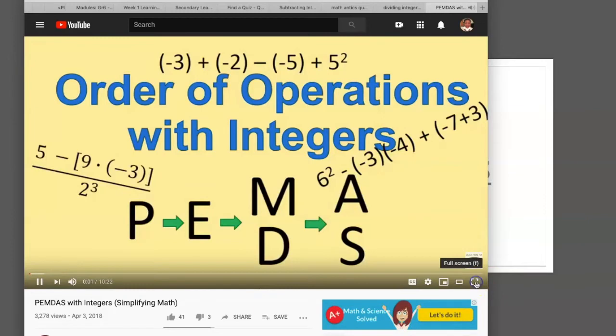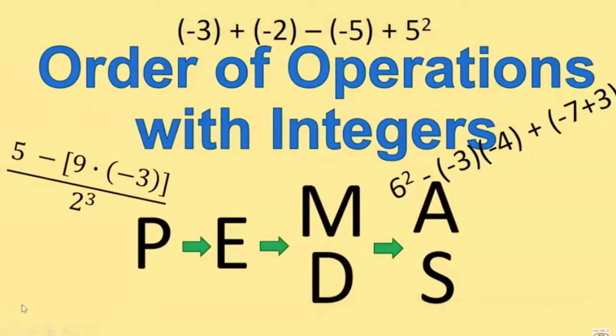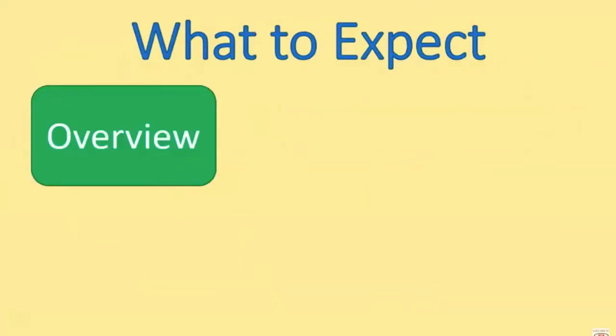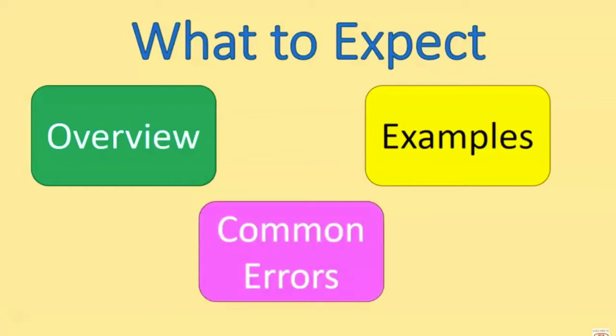Hello, this is Mr. Buffington, and we are looking at order of operations practice questions with integers. Couple of things that you're going to expect. I'm going to do an overview of order of operations, give some examples, and while we're going through the examples, I'm going to show a couple of common errors that people make with order of operations, specifically using integers.